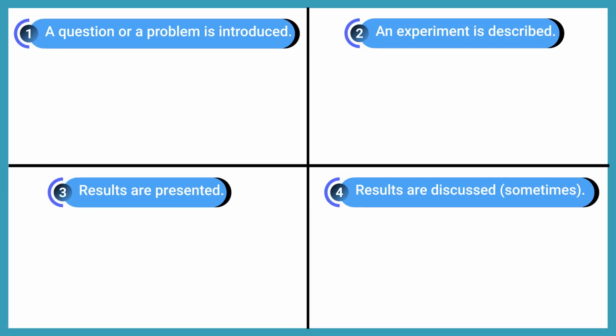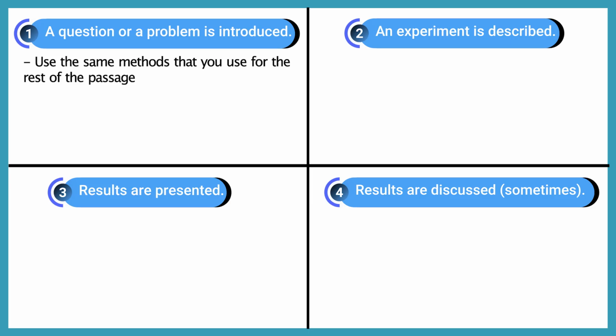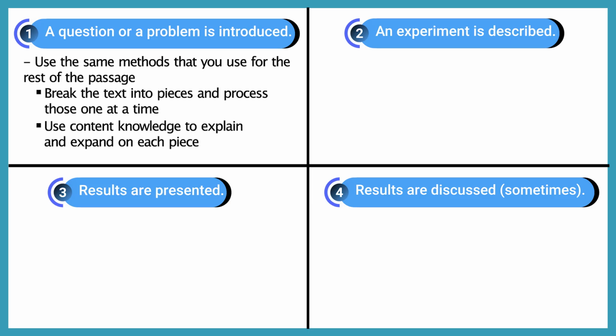When you read the first part about the question or the problem, approach it using the exact same methods that we've already been discussing. When you read the second part about the experimental design, put extra emphasis on visualizing the experiment, and it can even be good practice to draw this out.